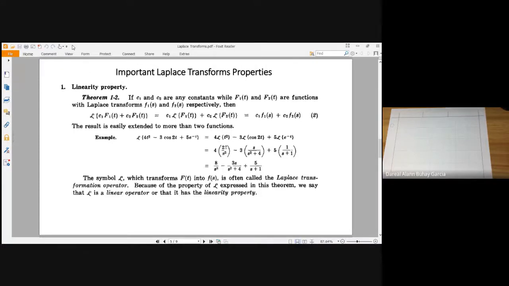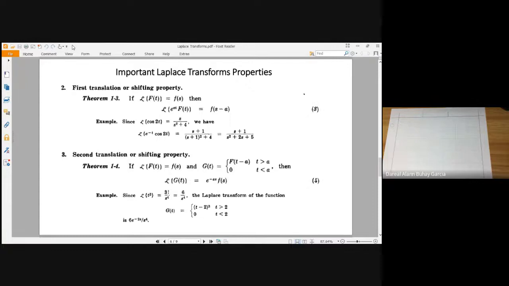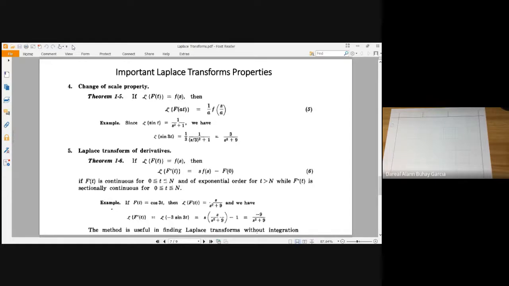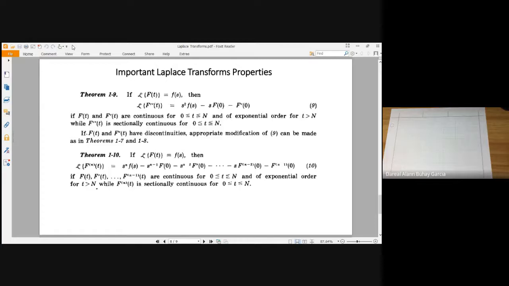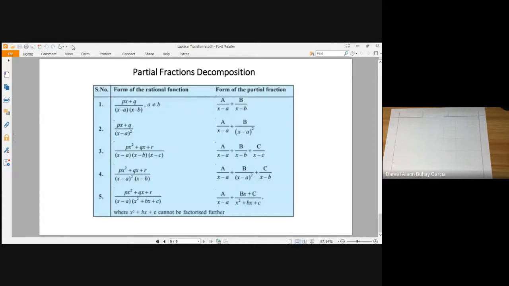So these are Laplace transform properties. Ako gyapon i-explain in detail later, mas better kung sa paper. Now we have the linearity property, first translation, second translation, change of scale. Later na lang ni sila, no? Explain na gyapon nako na in a more detailed fashion in a while.